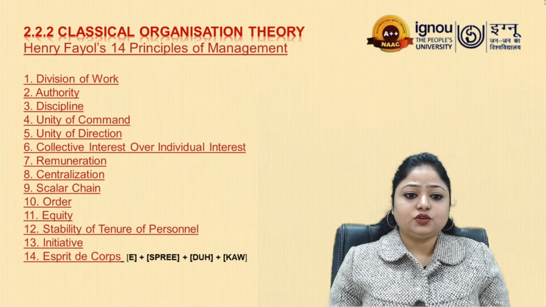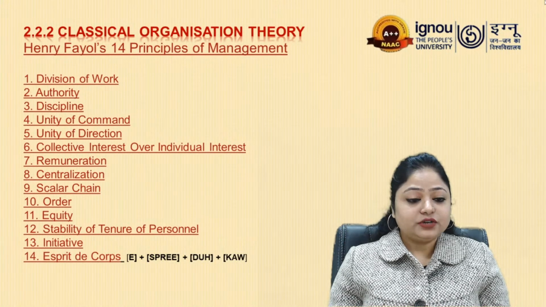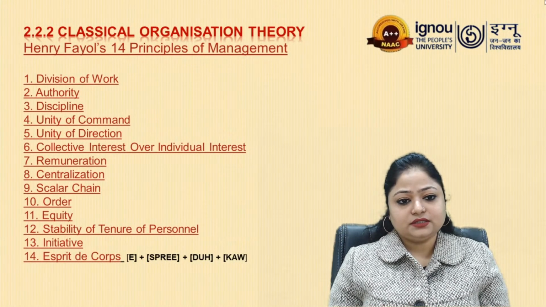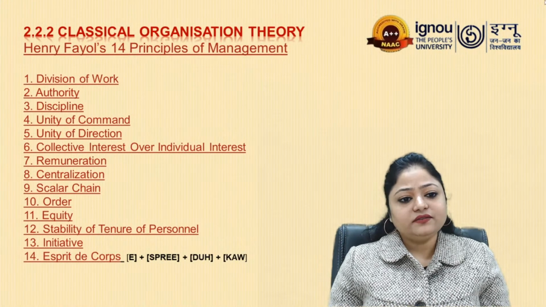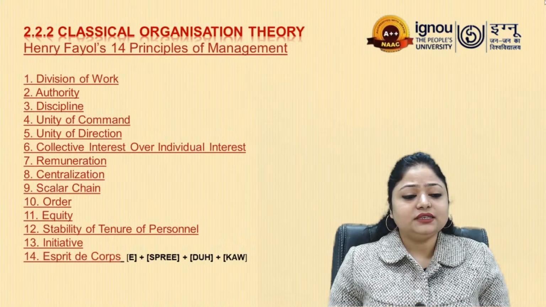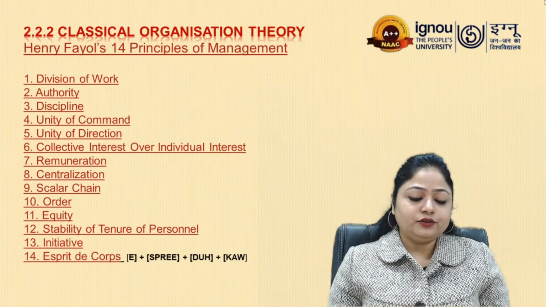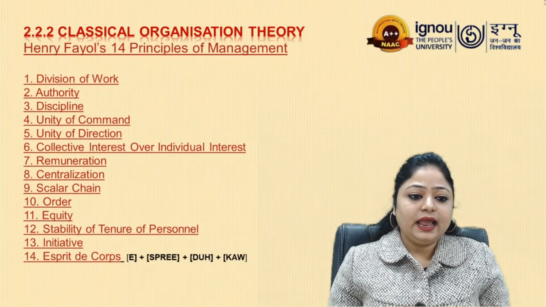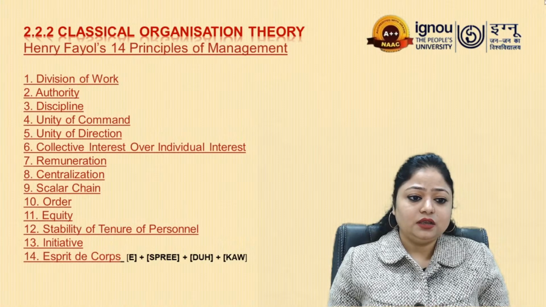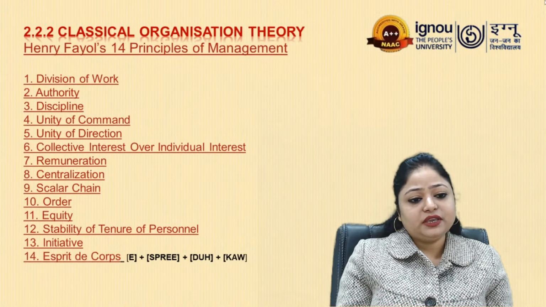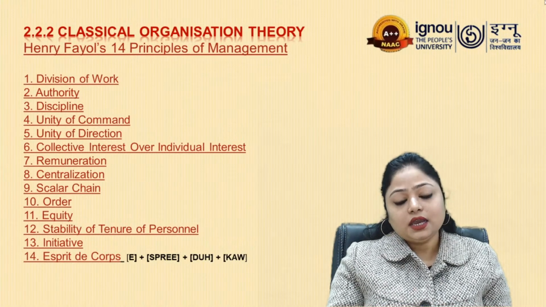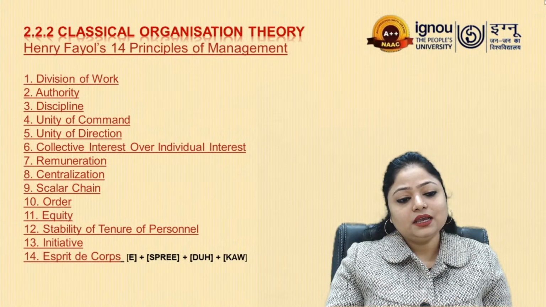Then collective interest over industrial interest. People should realize that their own interest should be aligned with those of industry's interest, and collective interest should be given more importance over the individual interest. Then remuneration, centralization of power, few decision making powers should be there in certain hands, and then decentralization as well. So certain authority, certain power should be given at various levels of the organizational hierarchy so that the decisions could be taken in a prompt way and in a very timely manner.